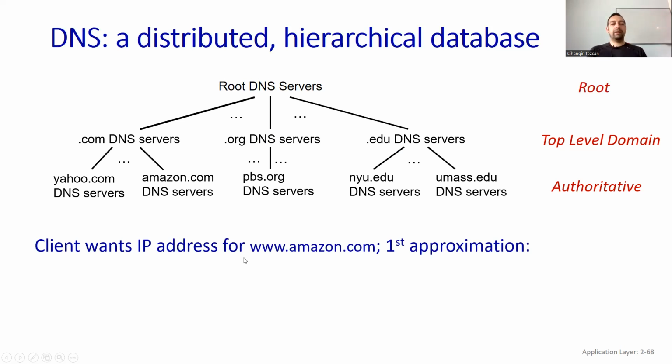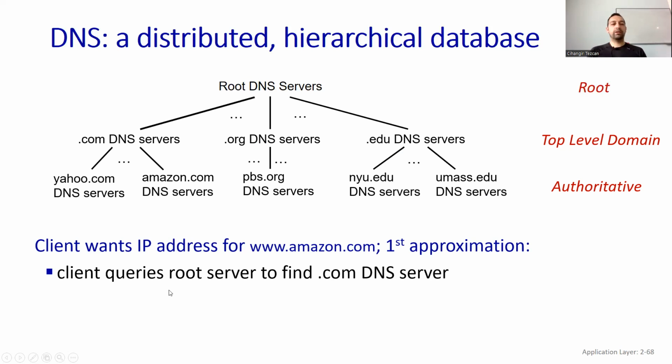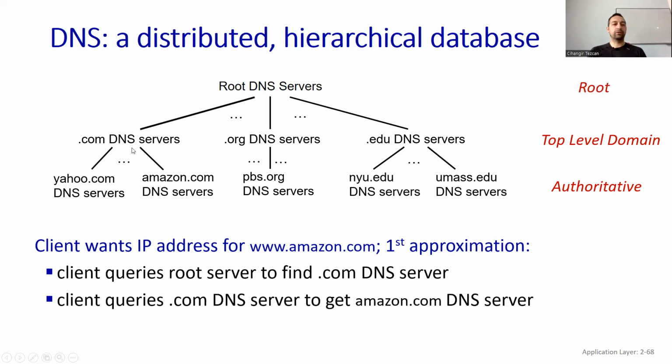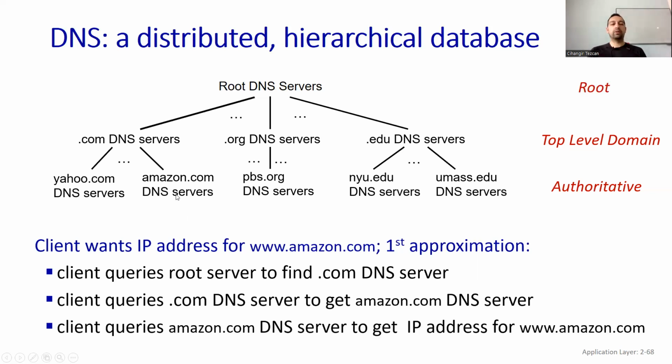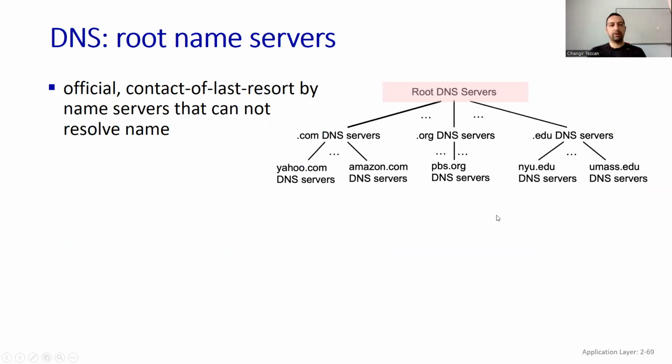So the client wants the IP address for Amazon.com. First approximation is as follows. The client queries the root server to find the com DNS servers, and goes here. And these com servers go to the Amazon DNS servers. So from here, they get the IP address and send it back to the person who asked for it.